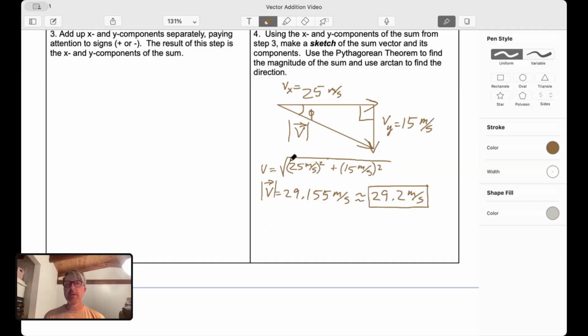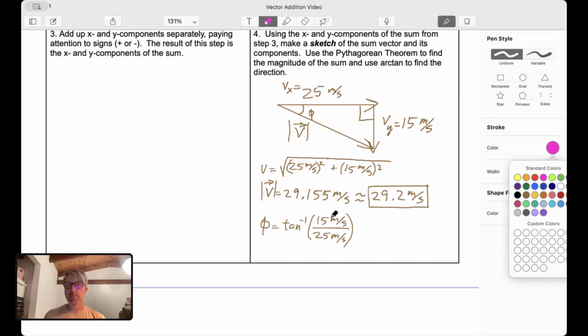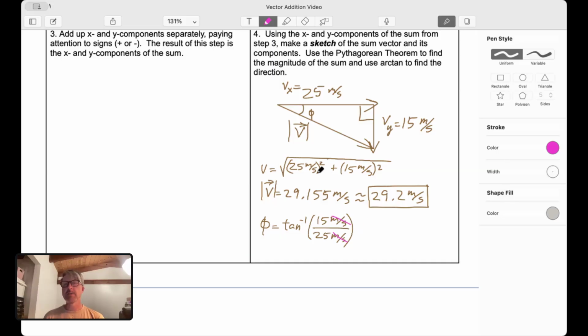Now we can find the angle here, which would be the arctan or inverse tangent of opposite, 15 meters per second, over 25 meters per second. The meters per second cancels out. Also, I forgot to cancel out units here. Meters squared over second squared plus meters squared over second squared combines into meters squared over second squared. Take the square root of that, get meters per second. All right, checking out those units.